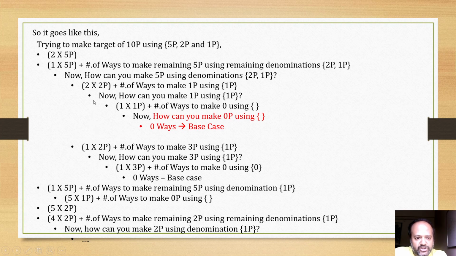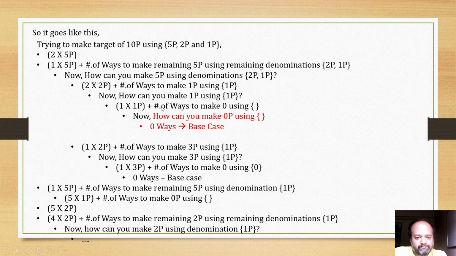So after you finish with 2 paisas, then you go with 1 2 paisa and then count the number of ways to make the remaining. So from the 5, the remaining is 3 paisas. How can you make 3 paisas using 1 paisa? And you pose the same problem. How can you make 3 paisas using 1 paisa leads us to how many ways? So 1 into 3 paisas plus the number of ways to make 0 using nothing, which leads you to the base case. So that's exactly how we are going to attack this problem.